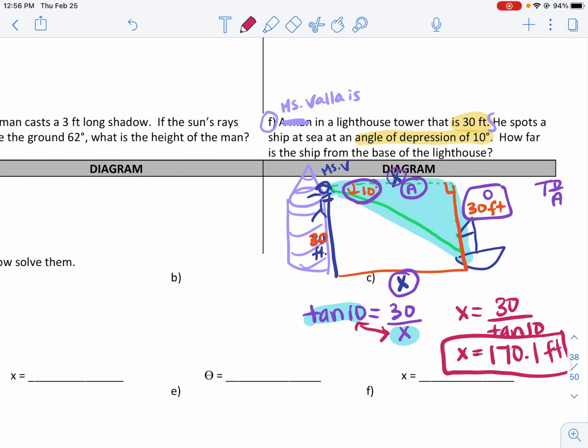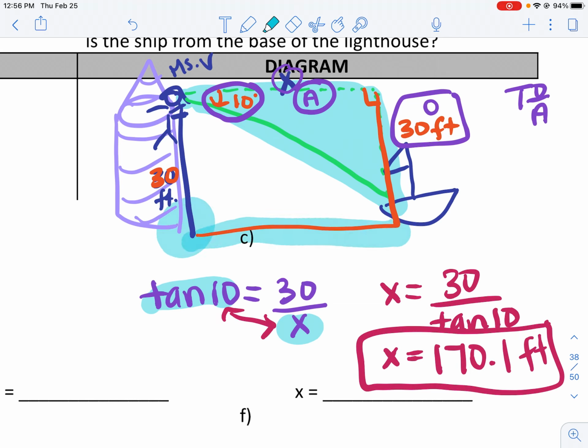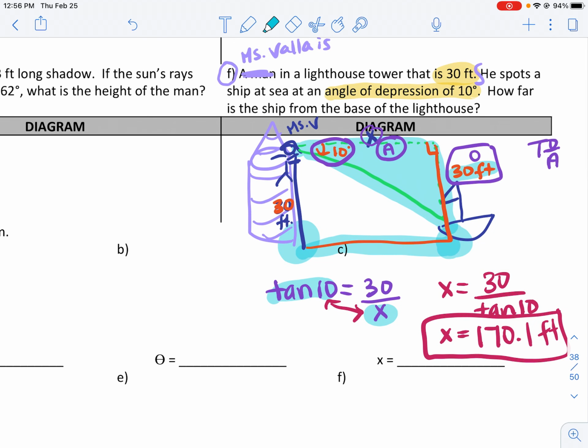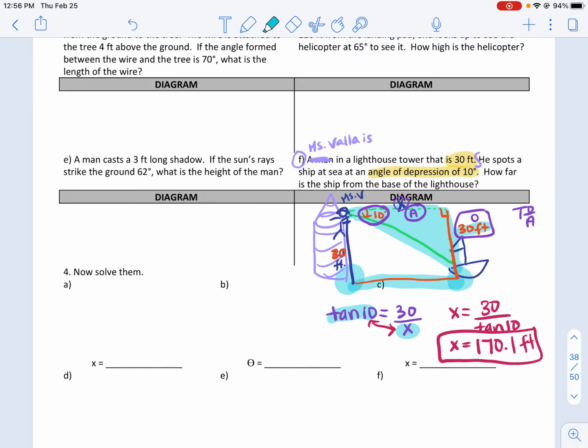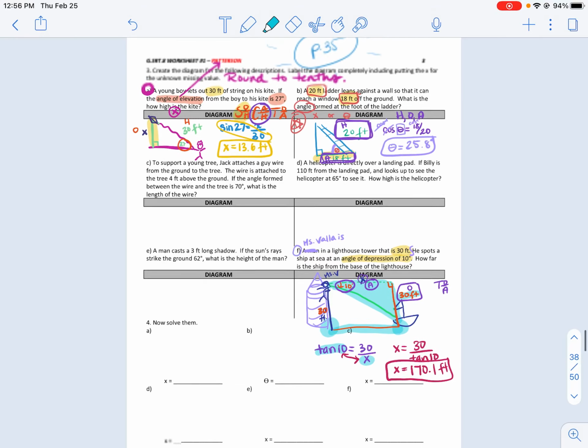Does it seem like you could see a ship 170 feet away? I mean, I think that seems reasonable. What would be some answers that would not work for this length, the distance between Miss Vala's lighthouse and the ship? Some answers that wouldn't work would obviously be anything negative. This number's 30, so I'm thinking it should be around 30 or more. And it sort of makes sense that if you're looking far away, that the ship distance is going to be 170 feet. Okay, we are going to do more problems like this as we move on to our project tomorrow.